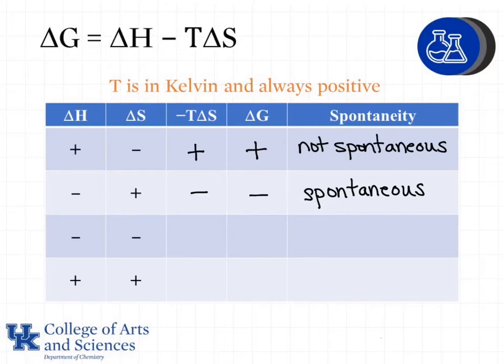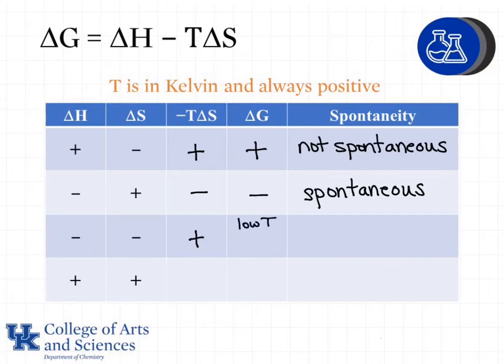The next two are a little bit trickier. When we have both signs that are negative or both signs that are positive, we then have to look at the value of the temperature. So if delta H is negative and delta S is negative, then the minus T delta S term will be positive. Now we have a negative term and a positive term, and it is the magnitude or the size of those numbers that will determine whether or not we are dealing with a spontaneous or non-spontaneous reaction.